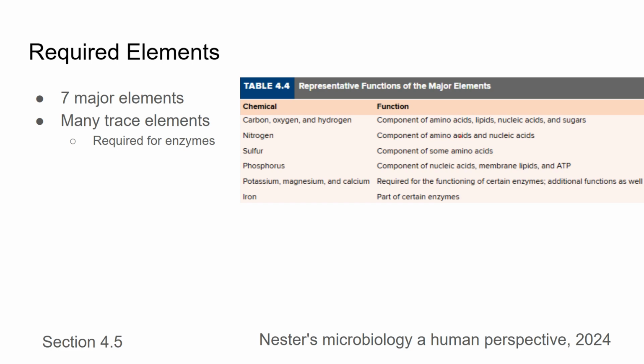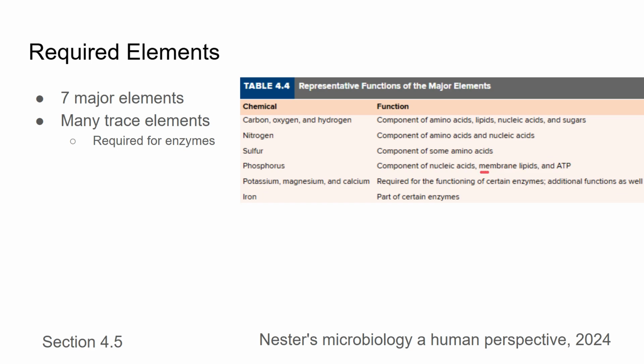With nitrogen, amino acids and nucleic acids can also use nitrogen. Some amino acids like methionine or serine, I think, don't quote me on that one, will have sulfur. I think it's cysteine, actually. Cysteine, not serine. Cysteine. And then phosphorus is going to be in nucleic acids, membrane lipids, and ATP.